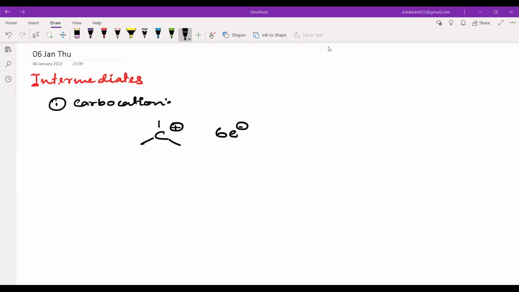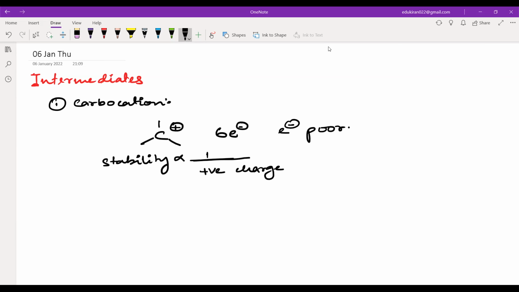Yes, sir. Okay, fine. So intermediates, and in intermediates we have first of all carbocations. It has 6 electrons, and that is why this is electron poor. And I can say stability. Stability is inversely proportional to the positive charge. Okay, to the positive charge.